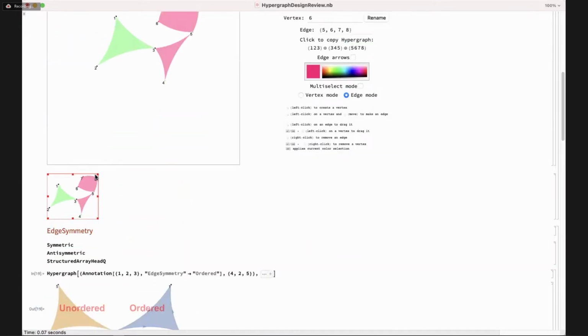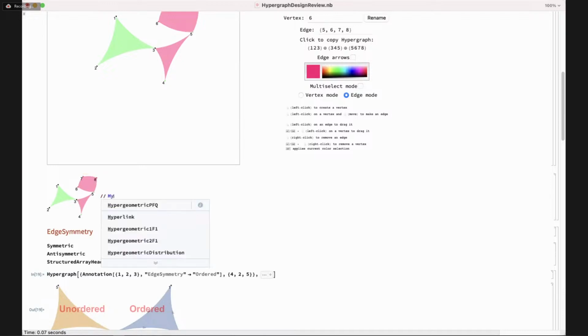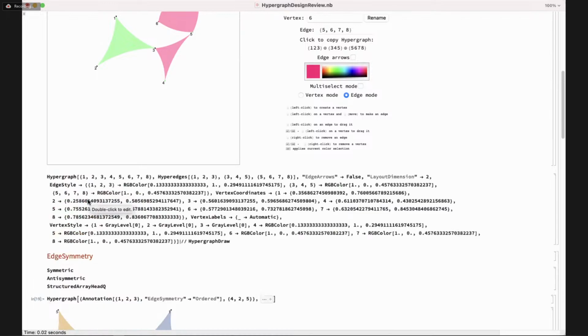Right now we have this object. What happens if I say InputForm to that object? It's a hypergraph, right, with the hyperedges, a list of vertices, and a bunch of options, like vertex coordinates there.